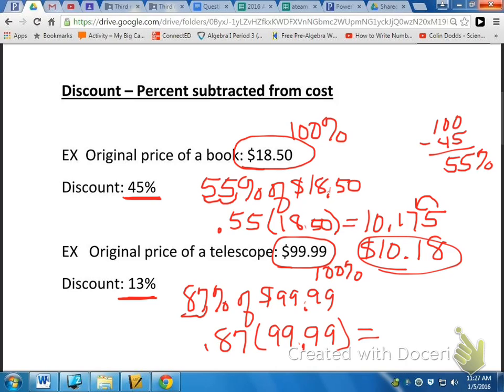And when I do that, it comes out to this, 86.9913. But remember, again, it's money. So that definitely isn't going to stay like that. It's going to be $86.99. That one says stay the same.